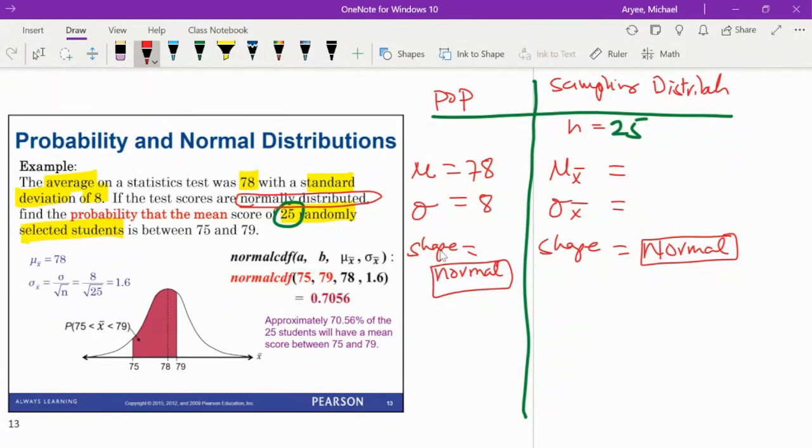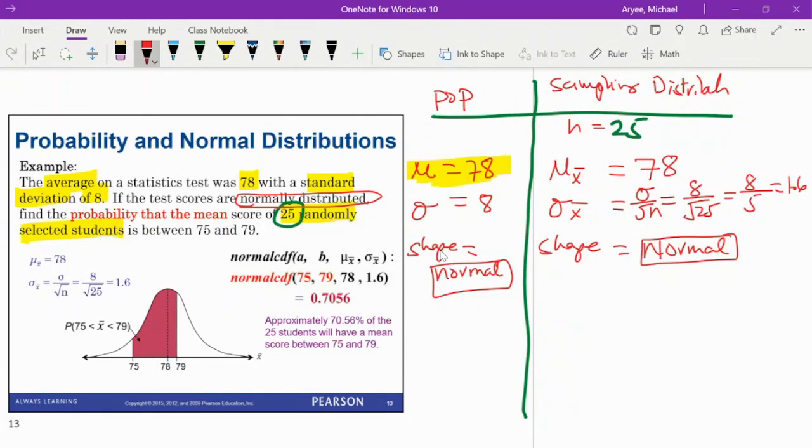According to what we've learned, if the population mean is 78, then the mean of the sampling distribution will also be 78. Over here, this is sigma over square root of n, the standard error. So that would be 8 over square root of 25, which is 8 over 5, 1.6.